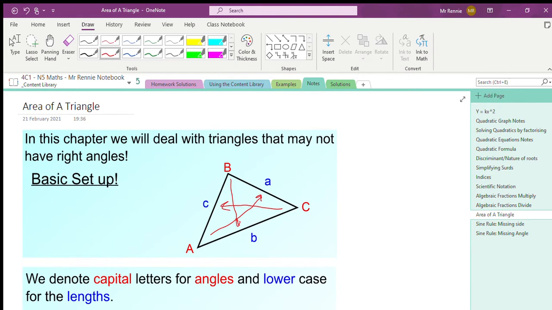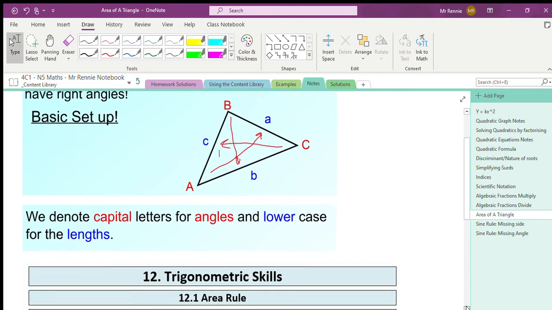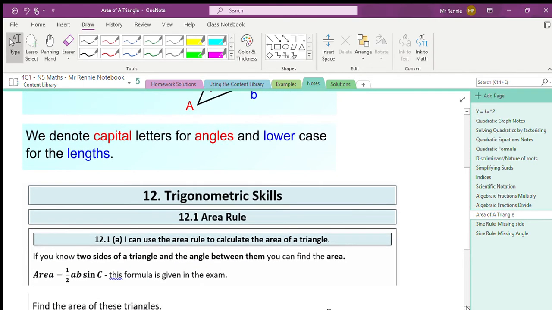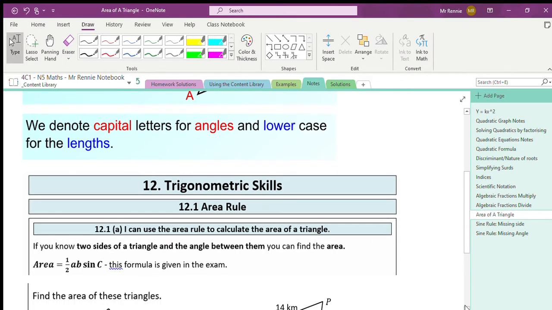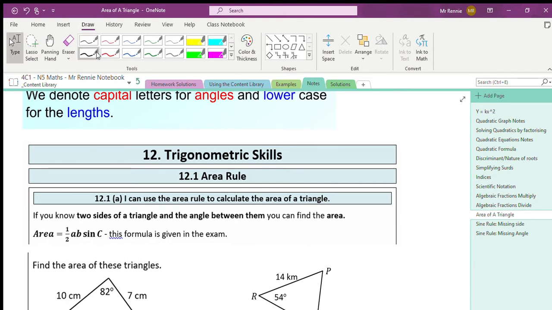So today we're going to look at working out the area of a triangle. We have a formula. This is the start of chapter 12 and it's the area rule, trigonometric skills. So the formula is there: the area is half ab sine C. Notice that the a and the b are lowercase, so it's half of the two sides given to us, and then we multiply it by sine of the angle C.